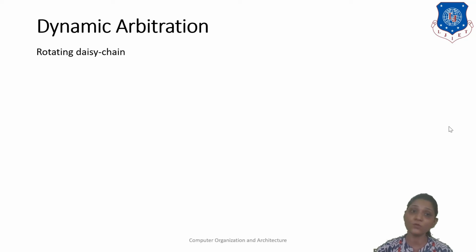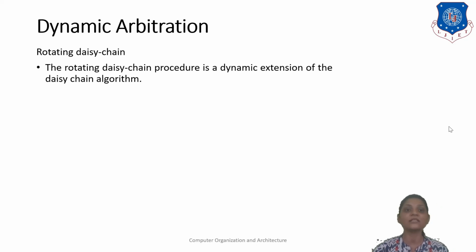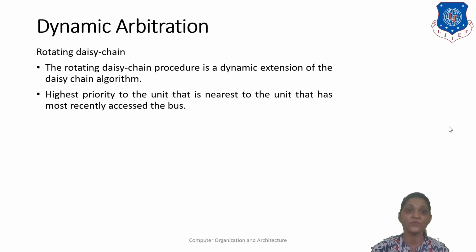Another method you can use is the rotating daisy chain. This rotating chain procedure is a dynamic extension of the daisy chain algorithm that we have already seen. The highest priority is given to the unit that is nearest to the unit that most recently accessed the bus. So you can change the priorities this way, not the fixed priority that we used in the serial arbitration, but you can change the priorities as well.